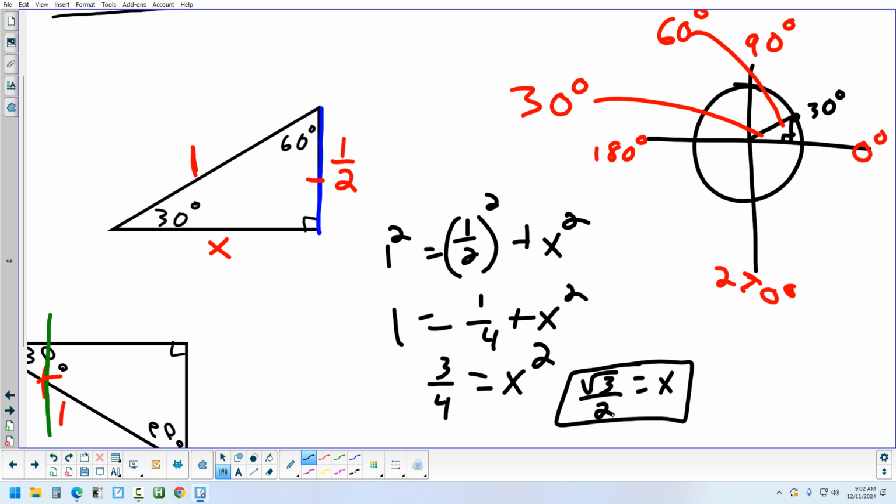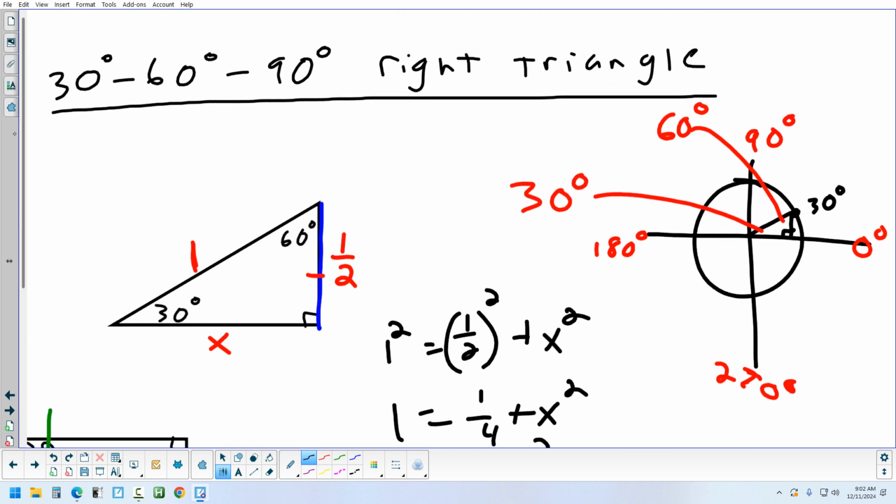All right. So now, if we go back up to our picture, we know that this bottom side is root 3 over 2. And we know that the short side is 1/2. So let's put it together. What would be the coordinate to get to 30 degrees? How far to the right? And then how far up do you have to go? Yep. Square root of 3 over 2, 1/2.